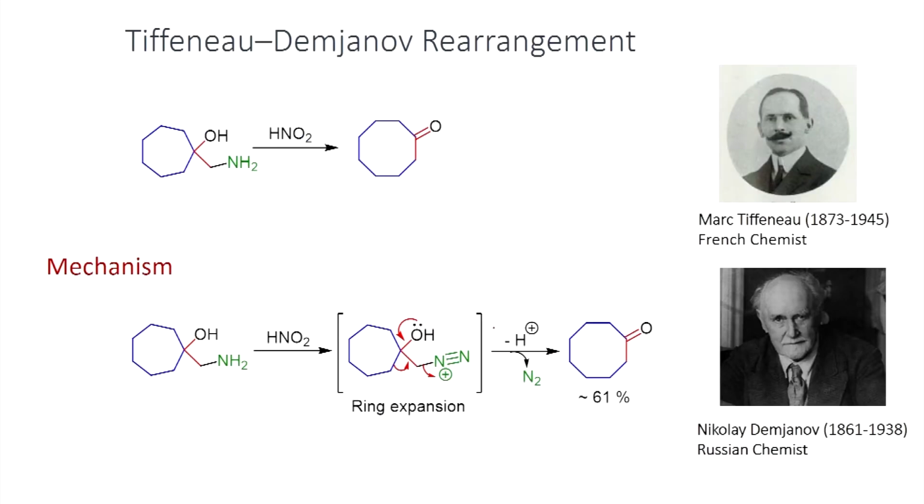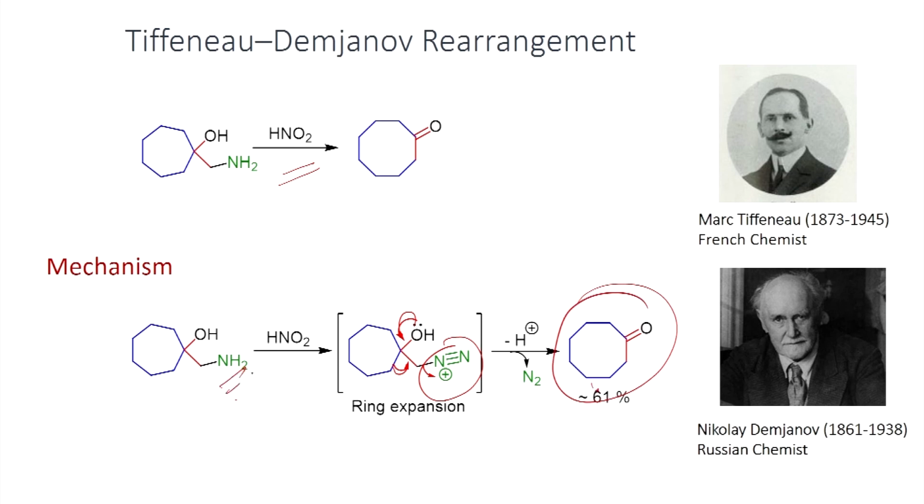Here the reaction of an amino alcohol is shown. When you react it with nitrous acid, as we have seen earlier, you can form the corresponding diazonium salt. Once you form the diazonium salt, which can undergo intramolecular rearrangement as shown here, you will be able to form the cyclic ketone.